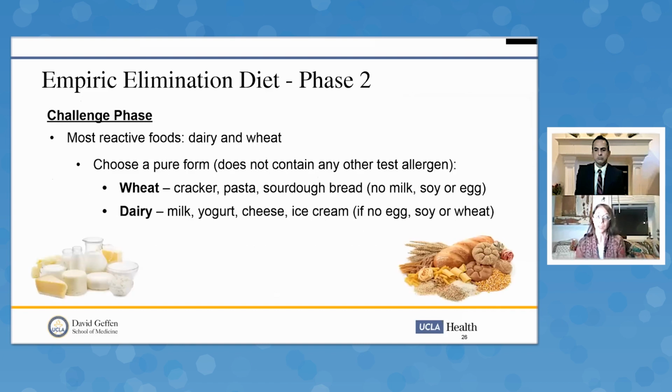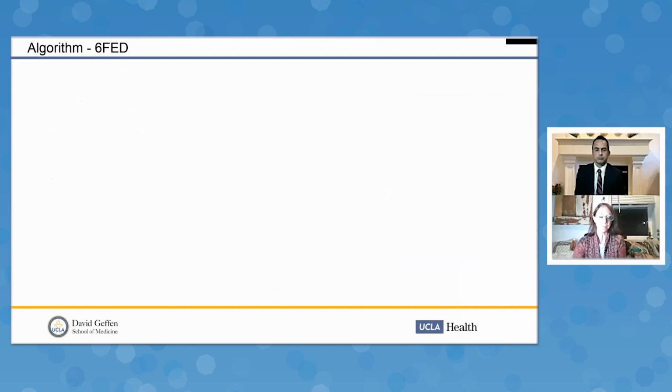The same is true when we look at wheat and dairy products, which is the last phase of our challenge phase. We want to make sure that there are no other hidden allergens. We also want to make sure that we're giving patients the exact doses that we want them to take every single day. So for instance, if they're going to be doing nuts, we want them to do 20 nuts per day, or 1 tablespoon of a nut butter. So we like to give them as many specifics as possible so that the likelihood of success is high.